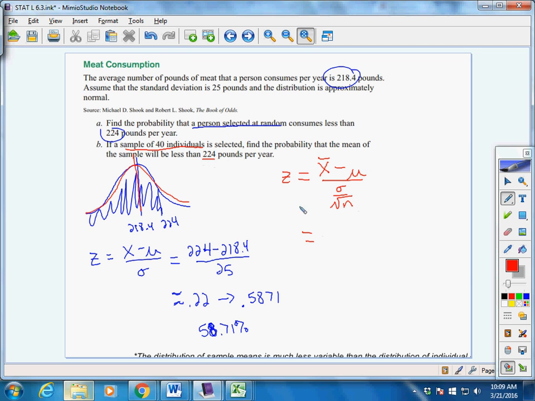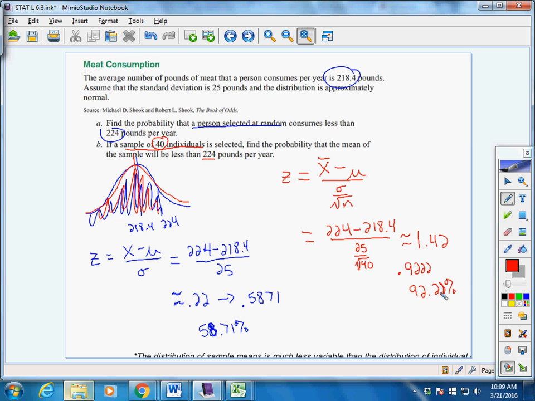So still 224 minus our population mean of 218.4. So far exactly the same. The difference comes here. Our standard deviation is 25, but we're going to divide it by the square root of the number in our sample, which is 40. When you figure that all out, it's going to work out to be about 1.42. So we are to the right of our mean. When you look, you want to use the positive value, 1.42, on your chart. And that gives us 0.9222, or 92.22%.